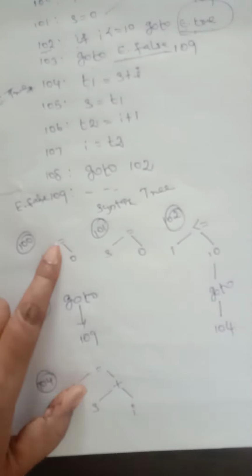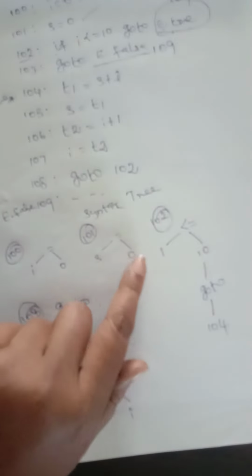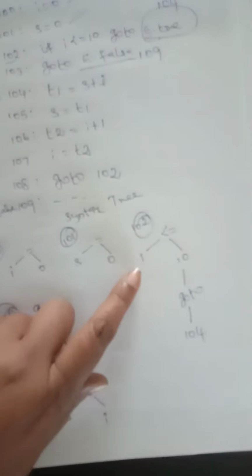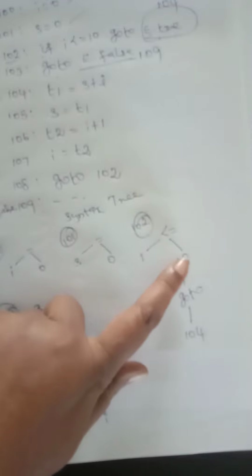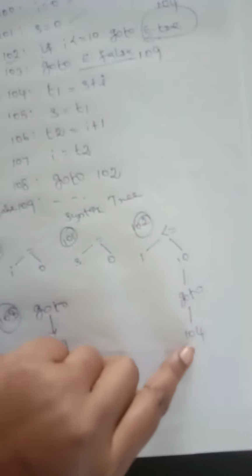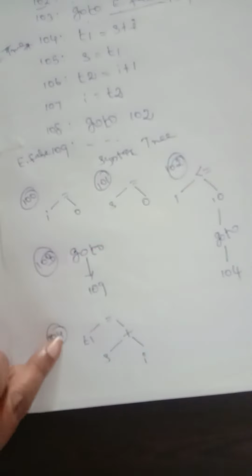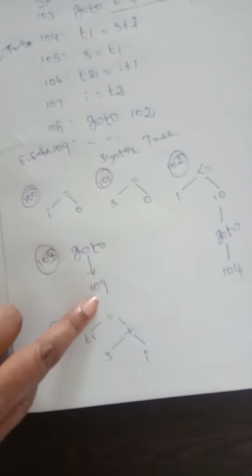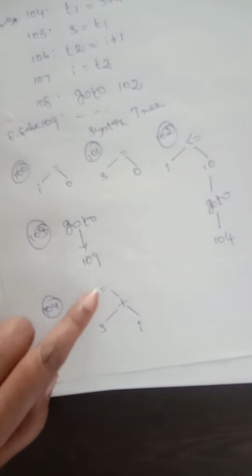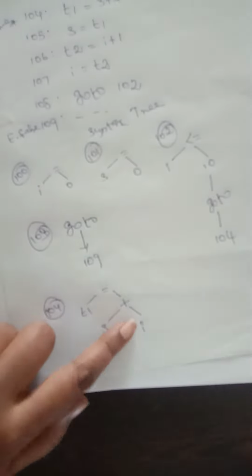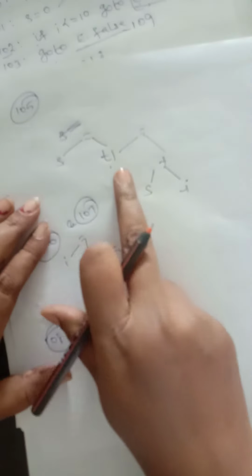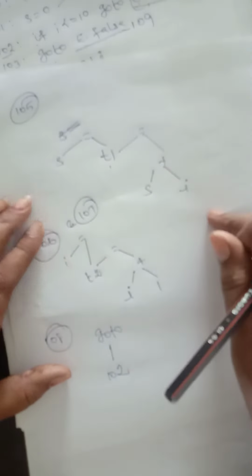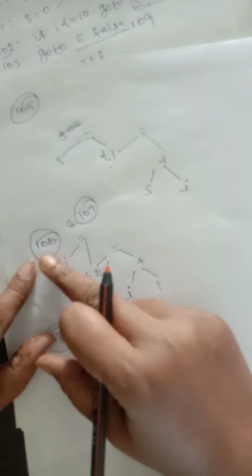Initially, what's the first statement? I equal to 0. Second statement, S equal to 0. Next statement, if I less than or equal to 10, go to line number 104. Next, 103, go to line number or address number 109. Next statement, T1 equal to S plus I. Next, S equal to T1, where T1 is S plus I. Next line, address numbers 106 and 107.